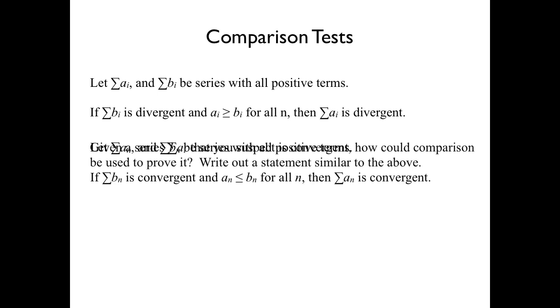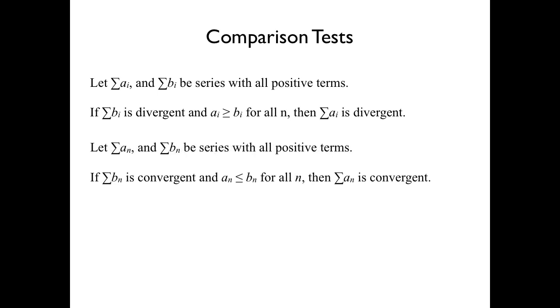So here's that. Let's just do one. So 1 over I cubed plus I plus 2. Do you suspect that that converges or diverges? Because? So this is very much like what kind of series? A p-series.